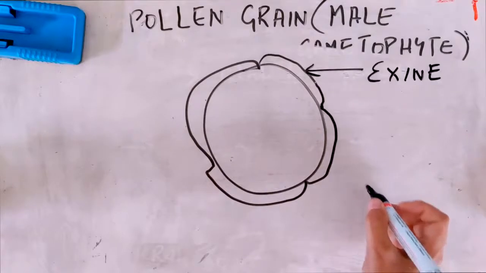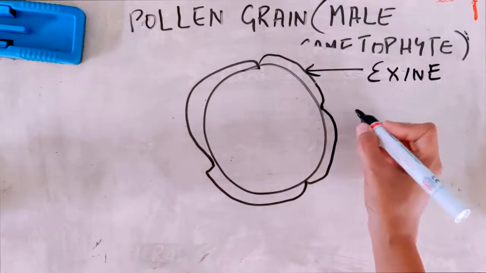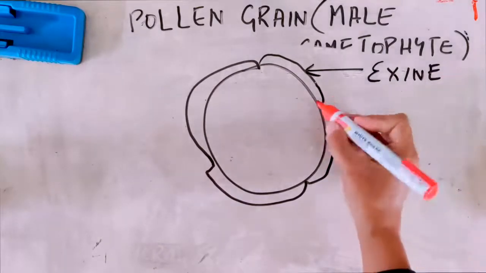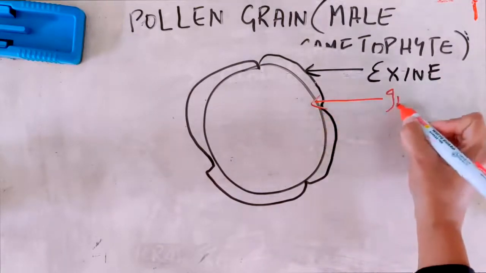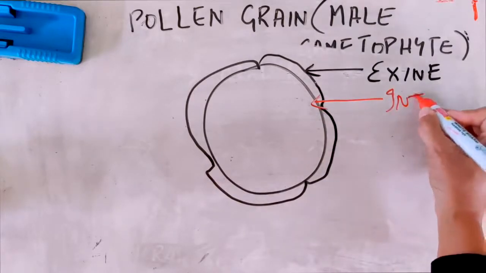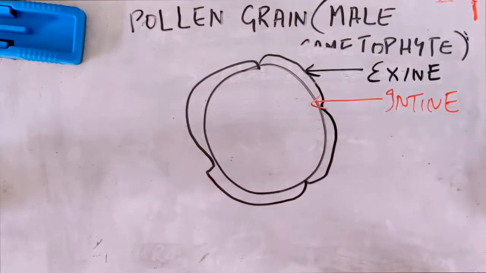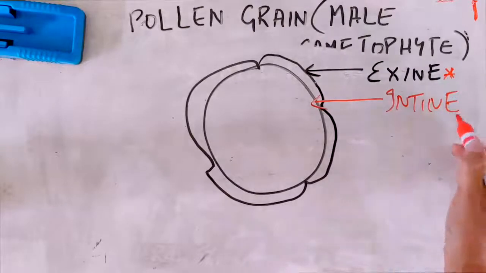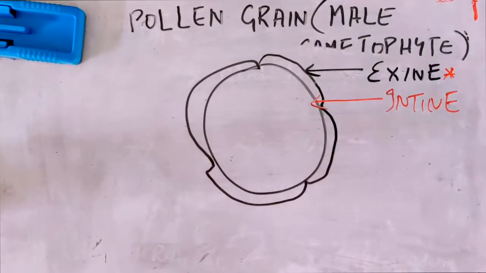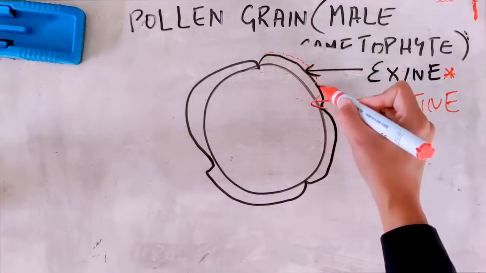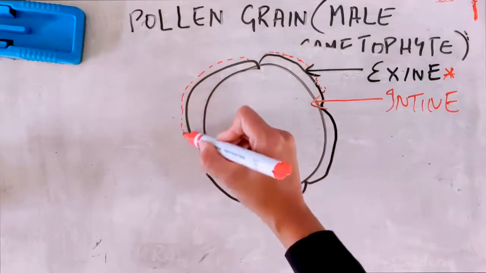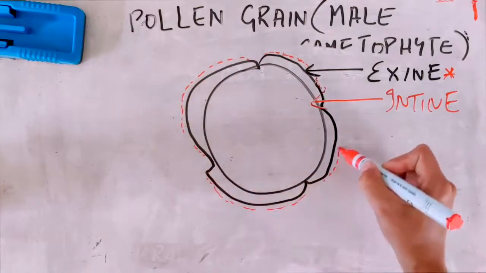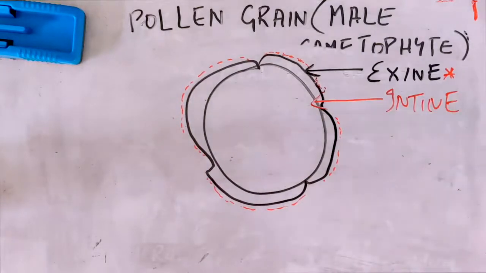Structure is very important for diagrams. It always comes for 2 or 3 marks questions. The exine is the external layer, the intine is the internal layer. Exine is the outer layer, intine is the inner layer. Exine is important because it consists of the most resistant material.